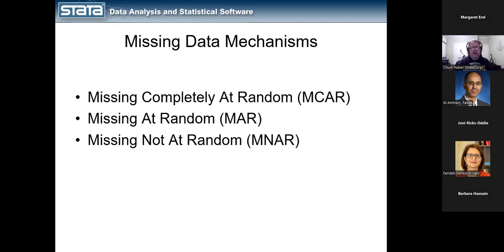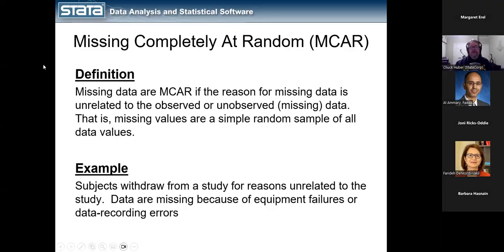So what are these things? Let's go through and define each one. If the data are missing completely at random, it means that the reason for the missing data is unrelated to anything in the data set. It's unrelated to the observed data that we actually have. It's unrelated to the unobserved data that we're missing. There's no relationship between missingness and the data itself. Okay, it's truly just random.